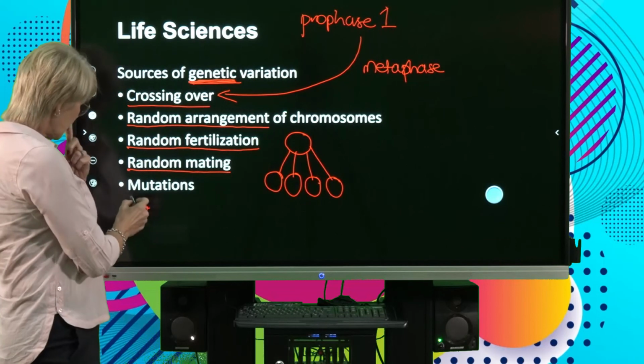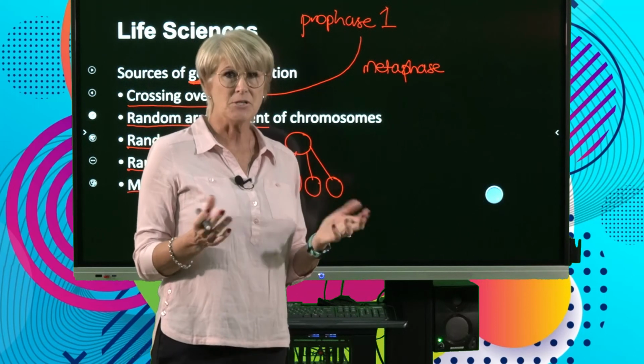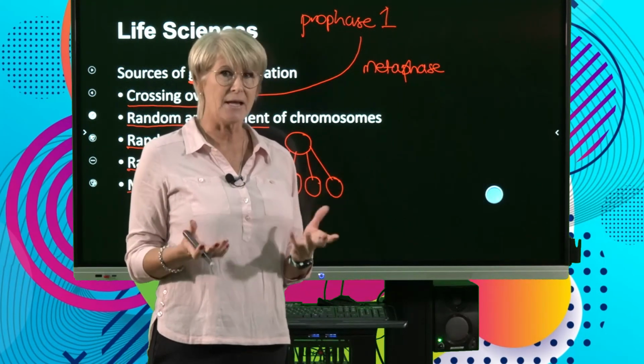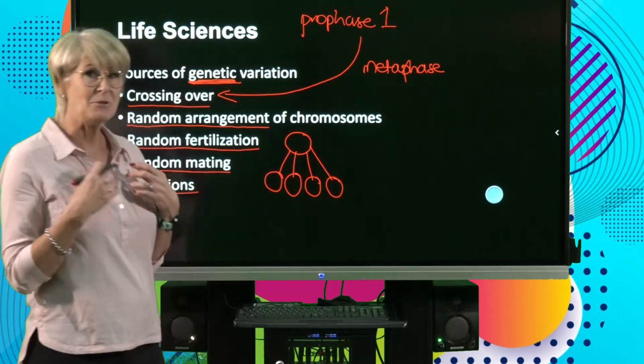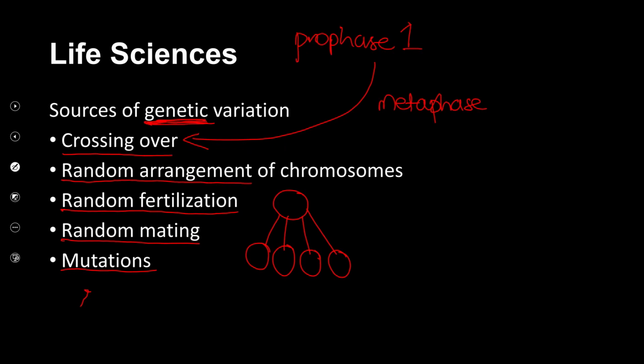All right, and the last source of genetic variation is mutations. Remember, we learned that mutations are a random change in the genetic structure of an organism. Again, we don't know what causes it, why it happens, or when it happens. It just does happen, and it happens randomly. Because of that, the randomness of mutations also creates a source of genetic variation. So all of those are the sources of genetic variation. Okay.